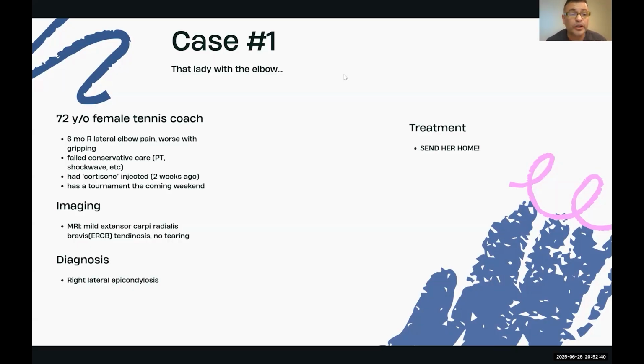What is the treatment? The treatment for that patient is send her home, right? Don't treat that patient. Why? She just had a steroid injected less than a month ago. And number 2, that patient is telling you she's having a tournament this coming week. That patient is desperate, and in cases like that, those patients tend to not follow instructions, they don't take adequate rest because it's a tournament and it's important to her. A case like that, I just sent her home and said, after the tournament, take a week or two and then come back.